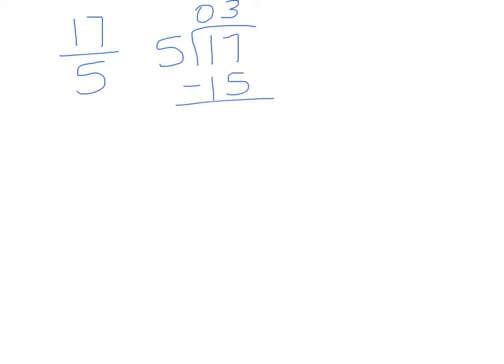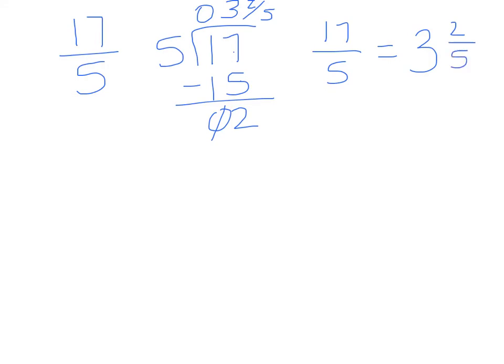The other one on your sheet is 17/5. If I want to start by using the division model, I'm going to do 17 divided by 5. How many times can 5 go into 1? 0. How many times can 5 go into 17? 3 times. 5 times 3 is 15. 17 minus 15 is 2. I have nothing else to bring down, so I've got 3 and 2/5. So I know that 17/5 is the same value as 3 wholes and 2/5.